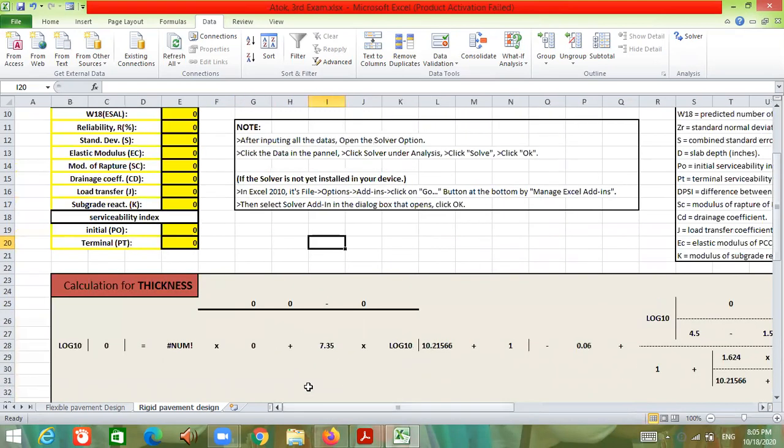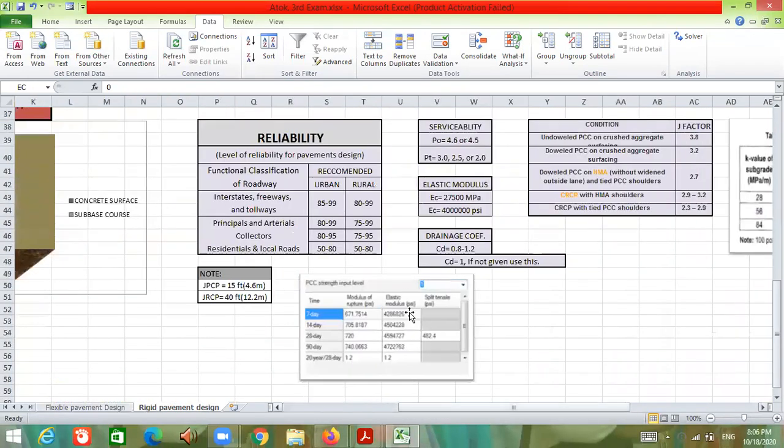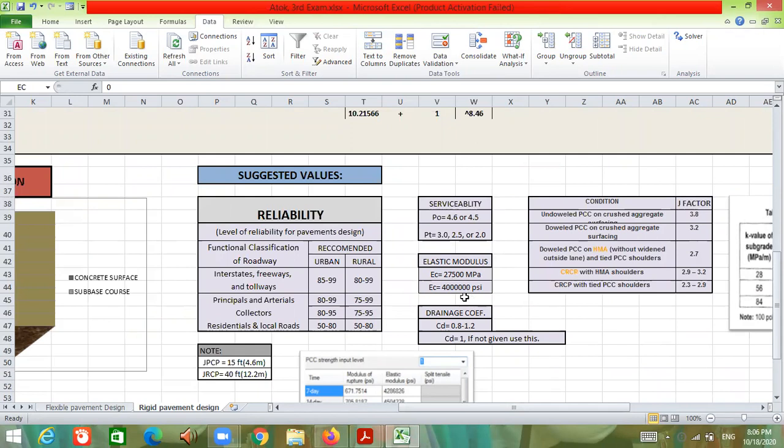And since there is no problem given in our rigid pavement design, we are going to input some random but acceptable values to find our thickness. So let's begin. For our SL, we are going to use 2 million. For our reliability, we are going to use 99%. For our standard deviation, I guess we are going to use 0.49. In terms of elastic modulus, there is a given value for our elastic modulus here. You can refer here if the value is not given. So for me, we are going to use the standard, which is 4 million.